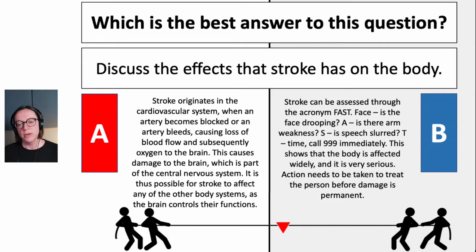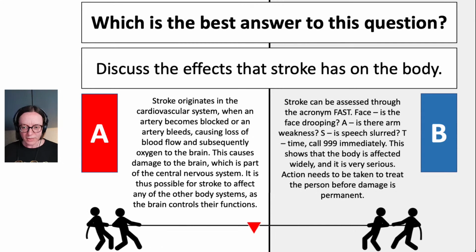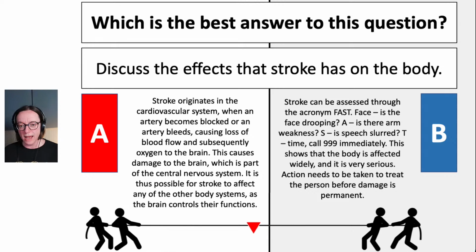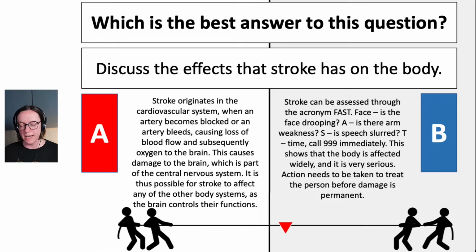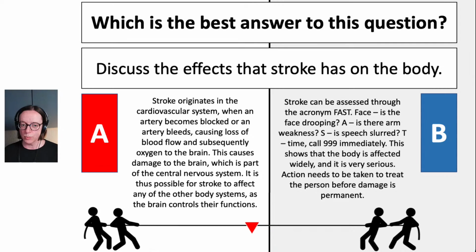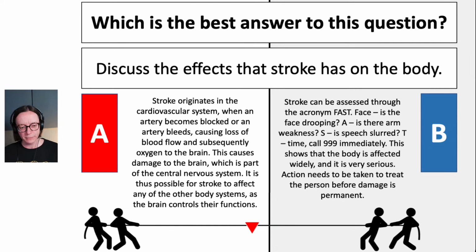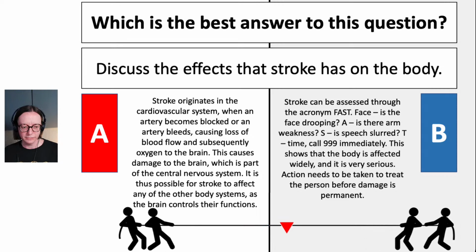So what I want you to do is read through those again and have a think to yourself, which is the stronger answer? Is it A or B? And also, why is one stronger than the other, or why is one weaker than the other? So I'll give you the 30 seconds again. 3, 2, 1, fight!